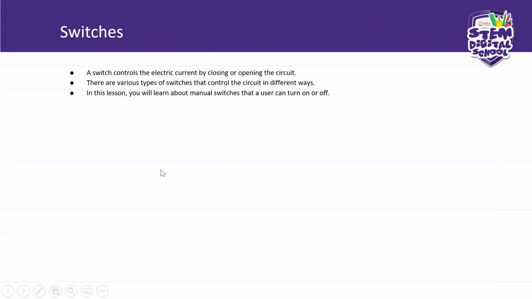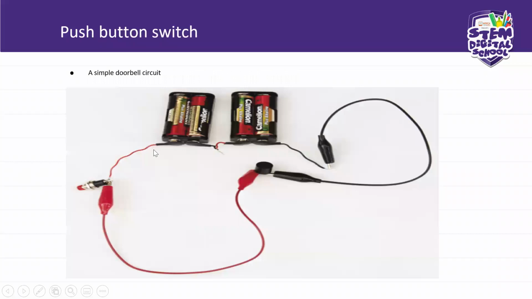Then you have your switches. A switch controls the electric current by closing or opening the circuit. There are various types of switches that control the circuit in different ways. In this lesson, you will learn about manual switches that a user can turn on or off. Okay, let us look at this switch. Right, this is a push button switch. The red button there is what you push to get the current to flow in this circuit.